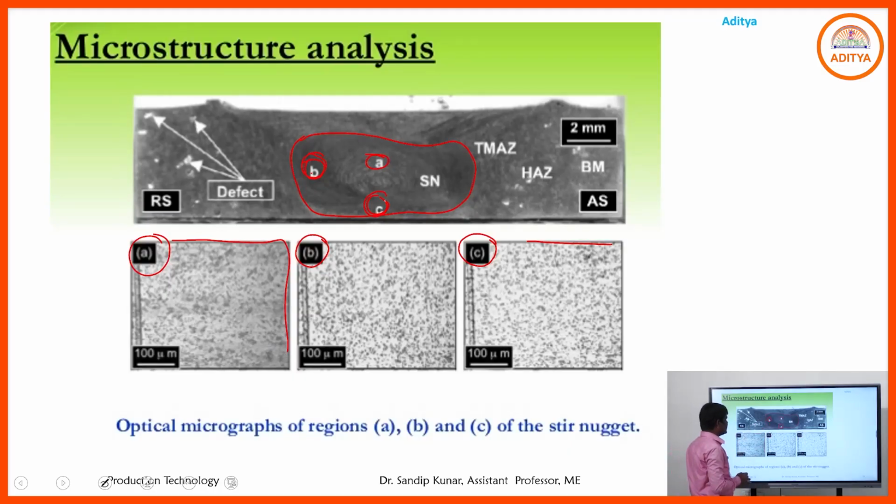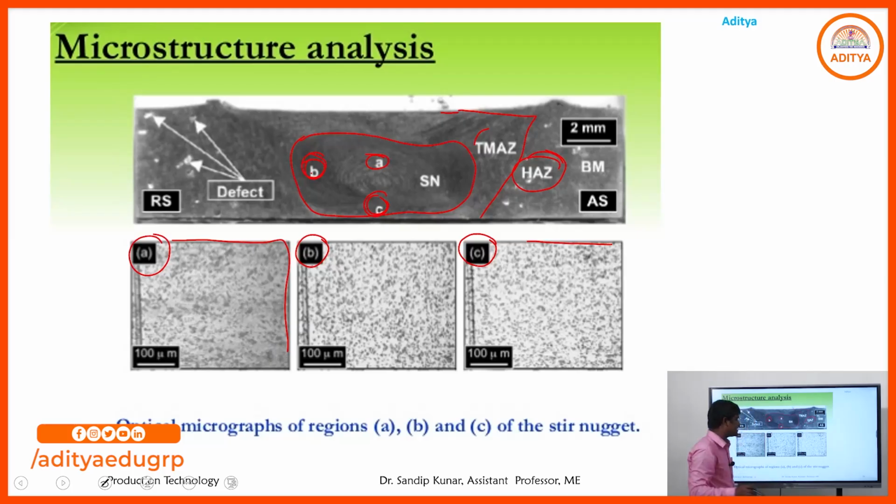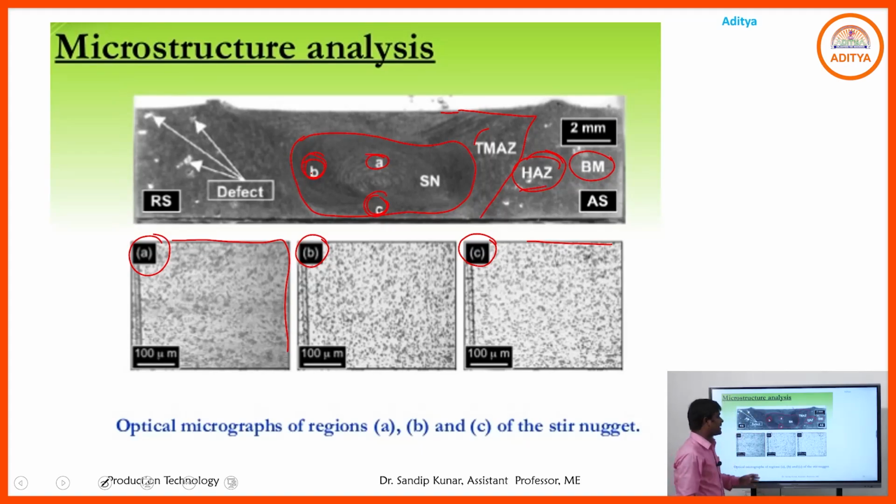And here we see the thermomechanically affected zone and the heat affected zone. That part also has a molten, plasticized state of the weld faces, but a lesser amount than the stir nugget zone. Another, the heat affected zone, has a lesser amount of molten state present, and that is the base material, where no heat affected zone or thermomechanically affected zone is present.